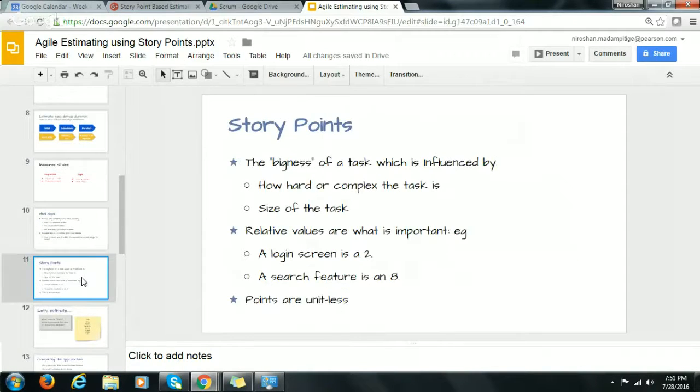Now, let's have a look at story points. The bigness of a task, which is influenced by how hard or complex the task is. Size of the task. Relative values are what is important. Example, a login screen is 2. A search feature is an 8. Usually the points are unitless. This essentially means we don't put a particular unit into these points. It's just a relative way of measuring the size.